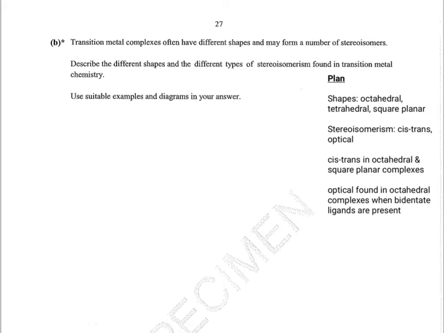So as with any levelled response question, it's always worth doing a quick plan to put your information and what you already know down. So a bit of recall is required here, just to try and compartmentalise all the different shapes and stereoisomerisms into what fits in with what. So this now gives you a guide to follow, and don't forget to use suitable diagrams and examples in your answer.